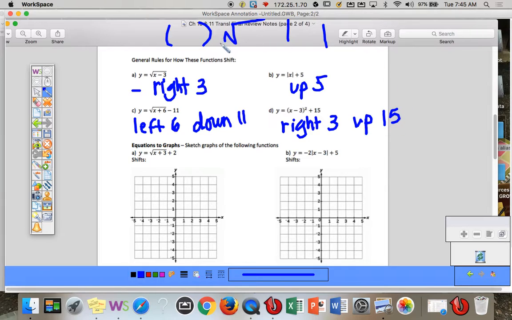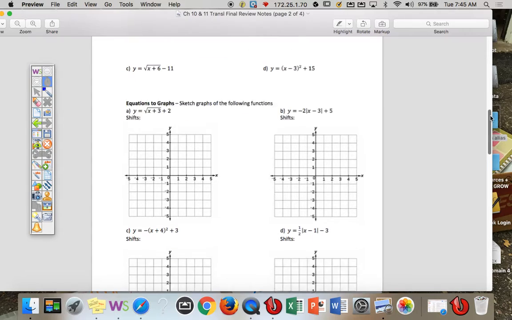So on the inside of the parentheses, absolute value, or square root sign, it's left or right. It's the opposite of what you think. Minus is to the right, plus is to the left. And on the outside, it's what you think. The plus is up and the minus would be down. So knowing that, let's sketch the following functions.